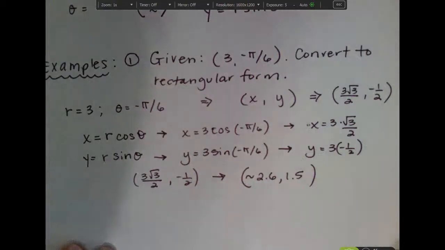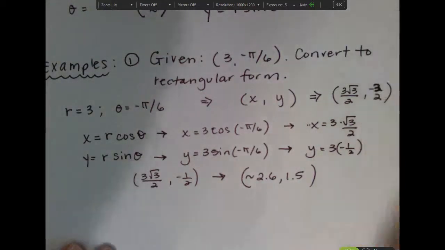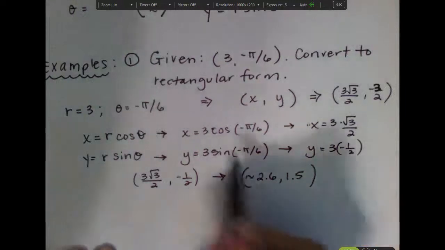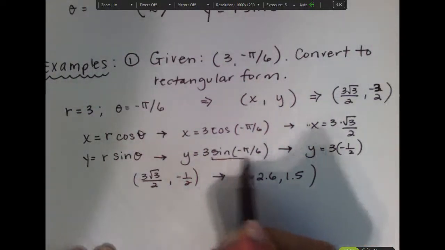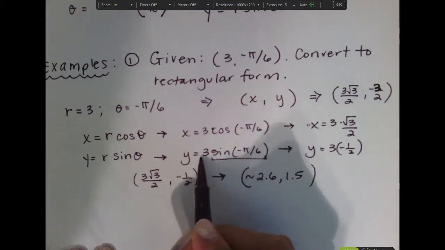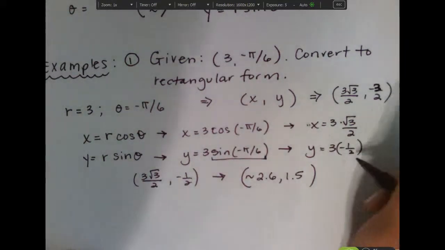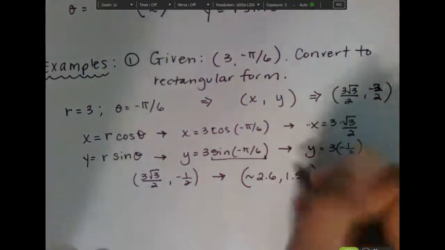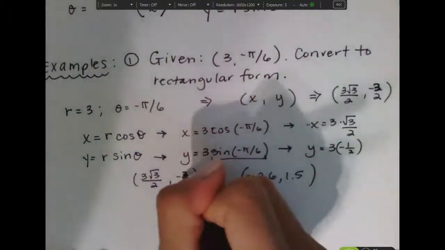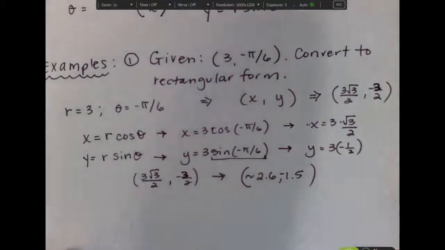And then of course, let's see, I had negative 1/2 here. It should have been negative 3/2. Let me just notice that. Because the sine of negative pi over 6 is negative 1/2, and then of course multiply it by the radius of 3. So that should have been 3 times negative 1/2, which is negative 3/2. And again, that's where I'm getting that 1.5, negative 3/2.